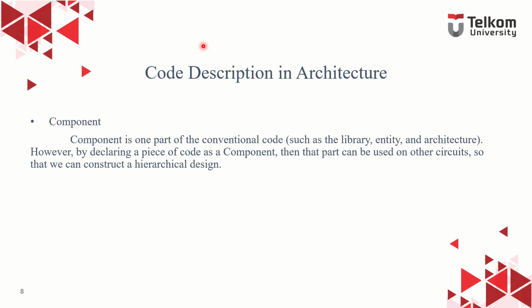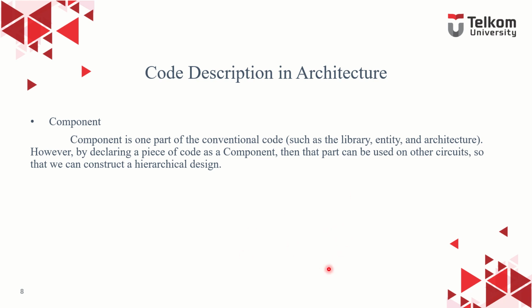Code description in architecture. The first one is the component. A component is one part of the conventional code, such as the library, entity, and architecture. However, by declaring a piece of code as a component, that part can be used in other circuits so that we can construct a hierarchical design. Component is also a way to partition and to reuse code.